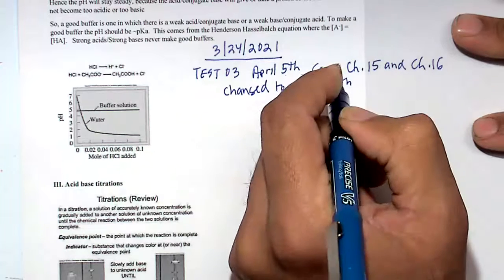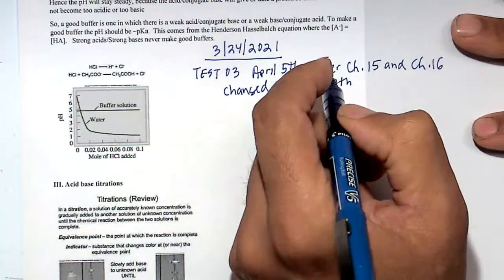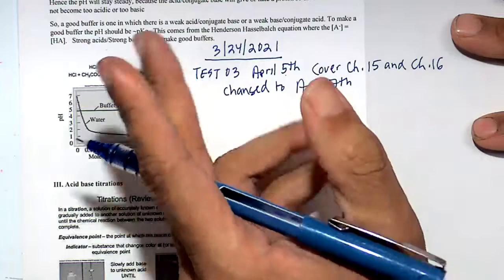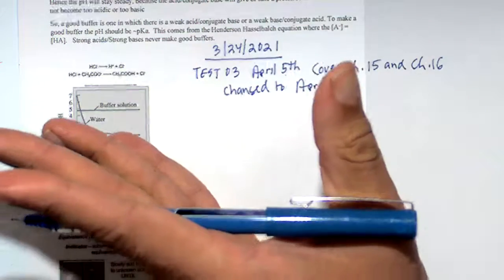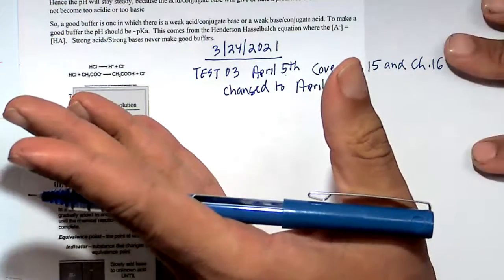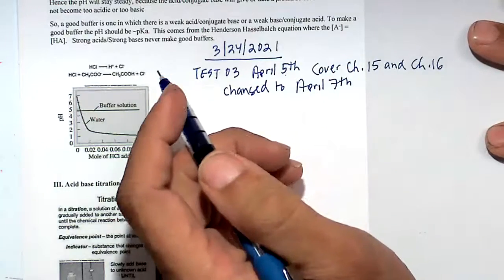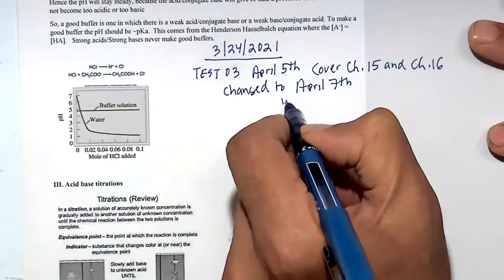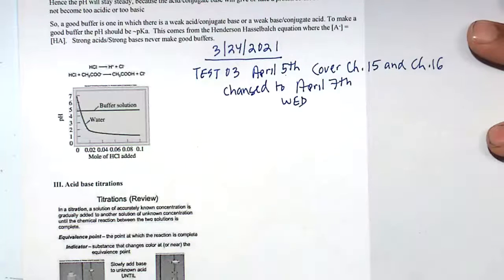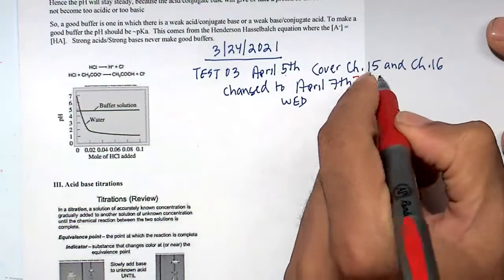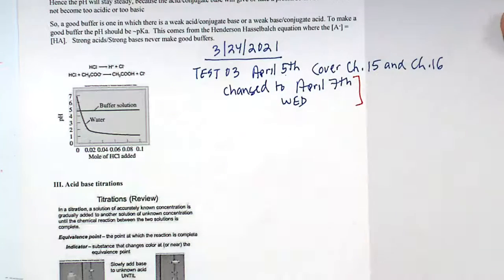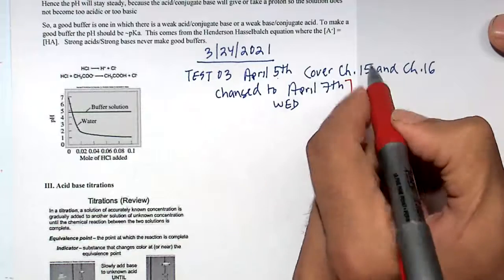It's the exact same format as the previous two tests. The averages for those tests are in the 80s, 82, 83. So it'll be changed to Wednesday, April 7th. I already made the study guide. I made the study guides for everything except test 4. So if you want a heads up of what will be on the exam, please check the study guide on Canvas.